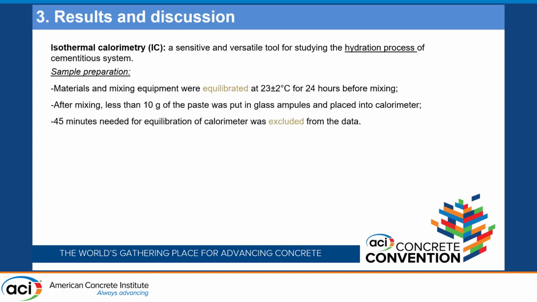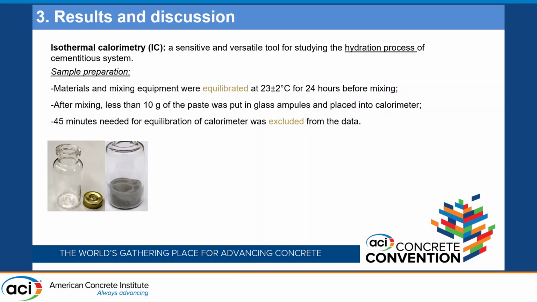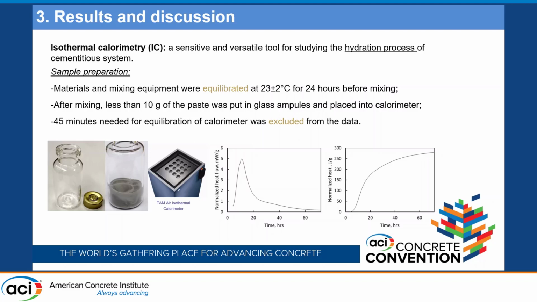The other method that we used was isothermal calorimetry. That gives you information more about the kinetics of hydration and how quickly the material starts reacting, and what is the total heat output that is associated with the intensity of the reaction, if you will. We excluded about 45 minutes of the data from the isothermal calorimeter because of the need for equilibration. Afterwards, we put our material in a glass vial, put it in the isothermal calorimeter, and what you get from there is the rate of heat development and total heat. Those are the general shapes of the curves that you will observe.